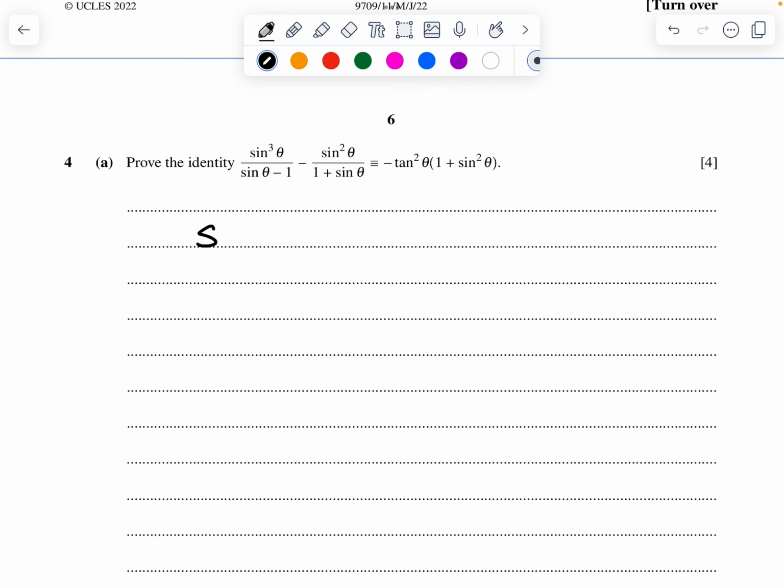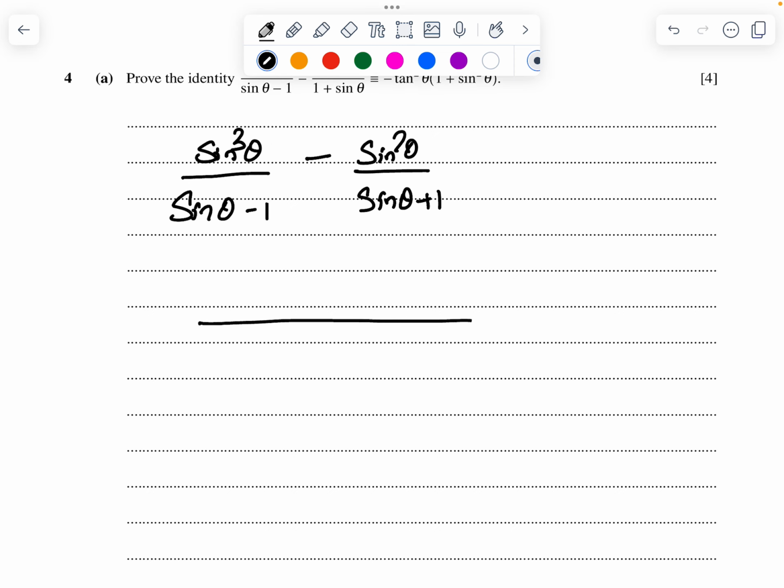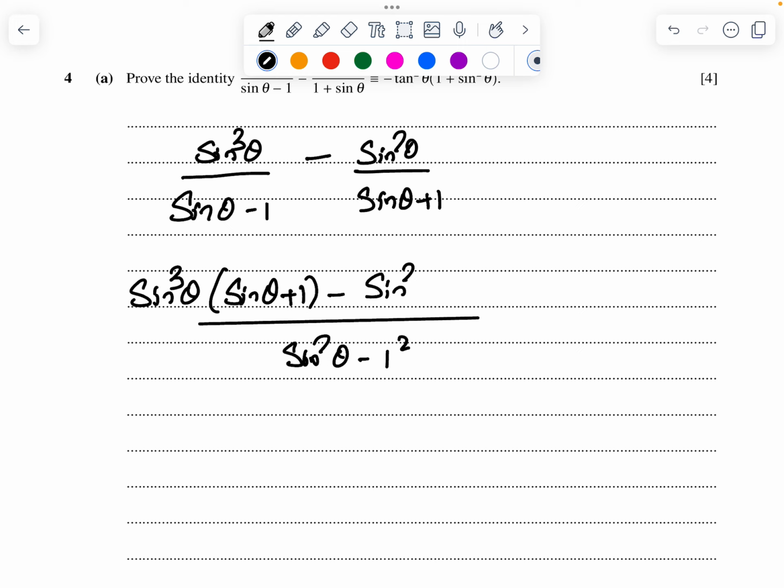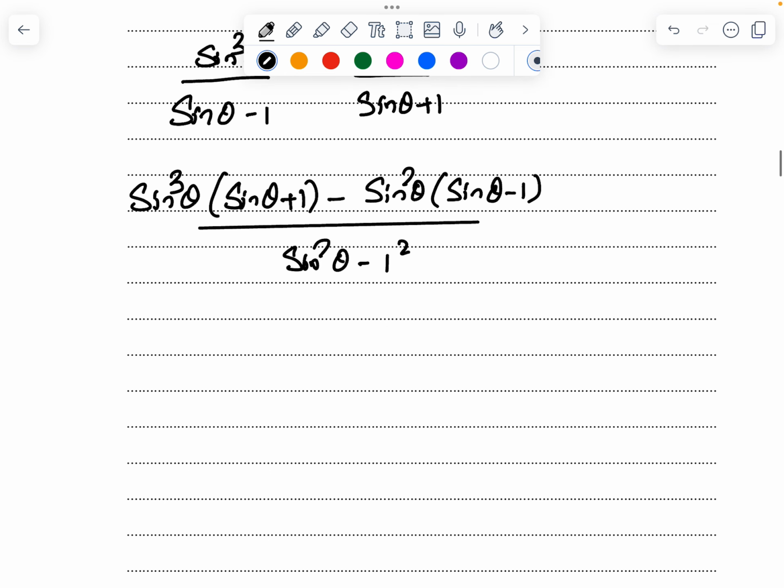Prove this identity: sin³θ/(sinθ − 1) − (1 − sin²θ)/(sinθ + 1). Take the common denominator. (a + b)(a − b) is a² − b². Then cross multiplication: sin³θ times (sinθ + 1) minus (1 − sin²θ) times (sinθ − 1).